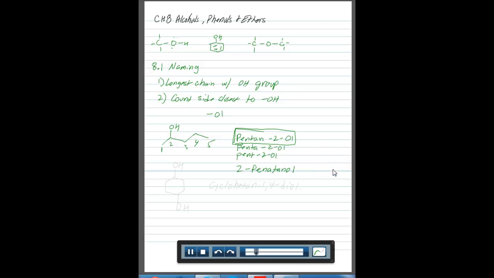Another example would be, let's say you have two OH groups. So this would be called cyclohexane-1,4-diol. If you have two, it's di, three is tri, four is tetra, and so forth.